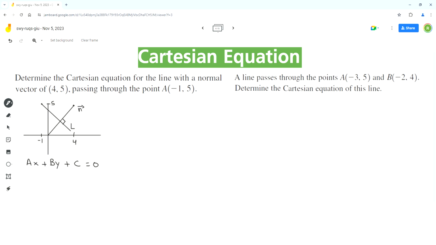In this equation, the normal vector is represented by coefficients a and b. We are given that the normal vector is (4, 5). So that means a is equal to 4 and b is equal to 5. So we can sub in these values in the general equation.